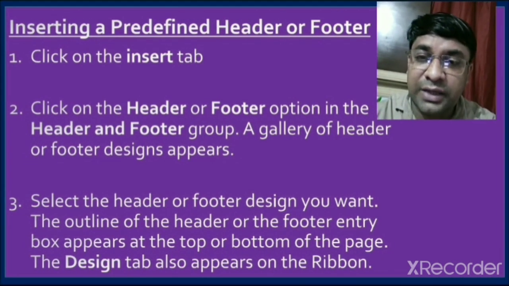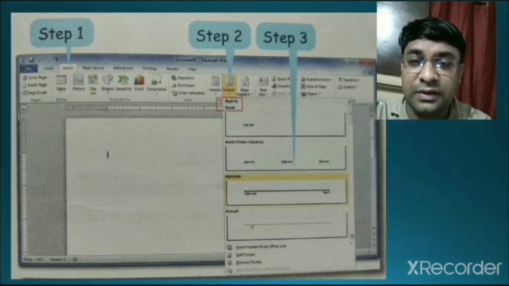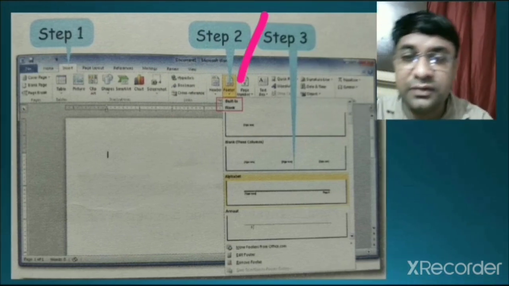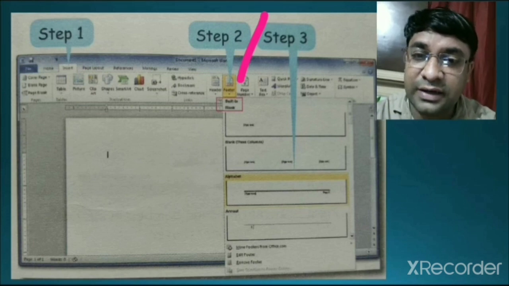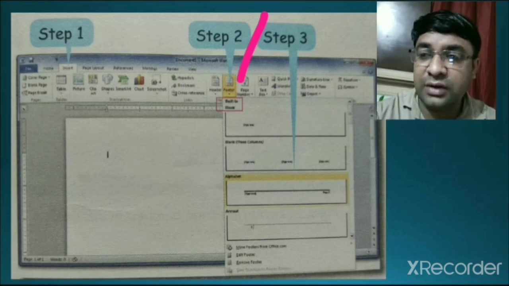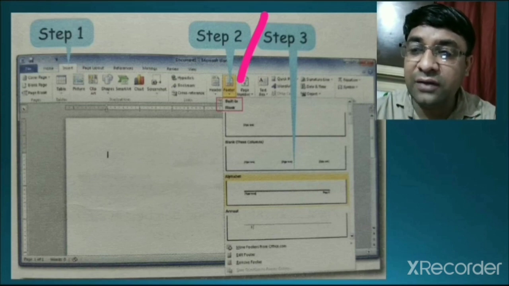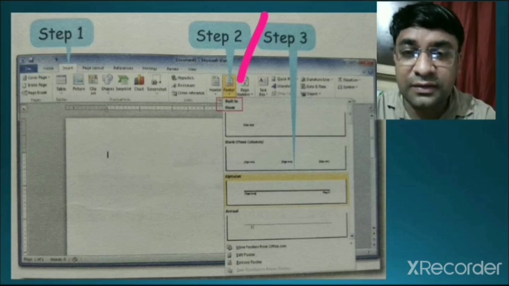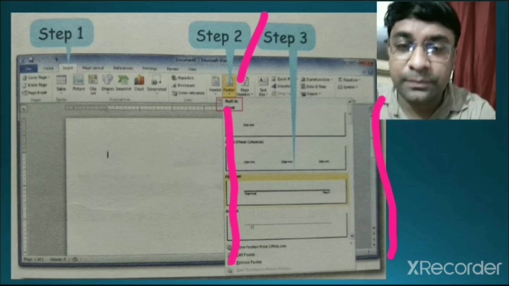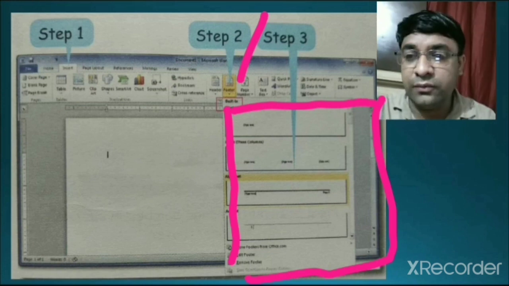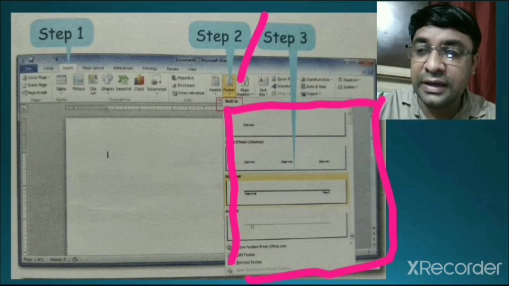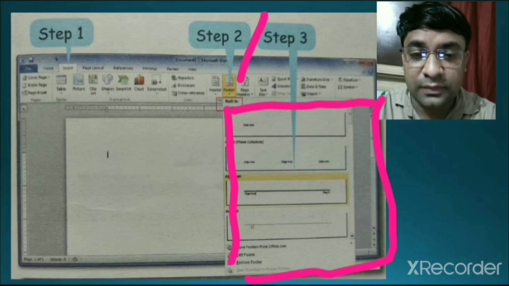Second step is click on the header or footer option in the header and footer group. A gallery of header or footer designs appears. In this example, we are selecting the footer option. So when you click on the header or footer option in the header and footer group, then a gallery of header or footer designs appears. You can see that in the diagram.